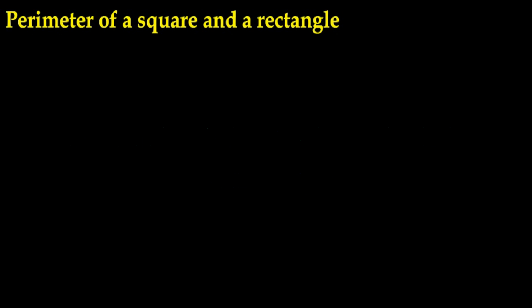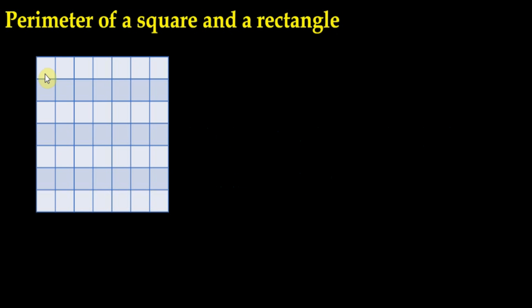In this video, we are going to learn about perimeter of a square and a rectangle. Here we have a grid. Each small square in this grid has a side of 1 unit long. That means each side of this small square is 1 unit. Now let's take a square A and we want to find out the perimeter of square A.